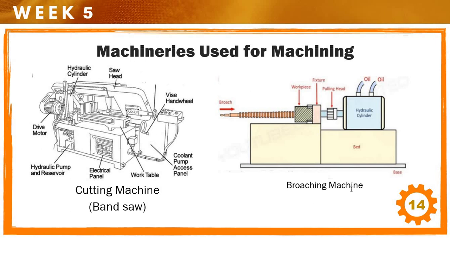The next is the broaching machine. So in the broaching machine, we have here the broach, the tool to make the broaching process. So this is the workpiece, the block of workpiece. Then we have the fixture for the workpiece to be stable, and of course we have the hydraulic cylinder that makes the process to have a rotating motion.